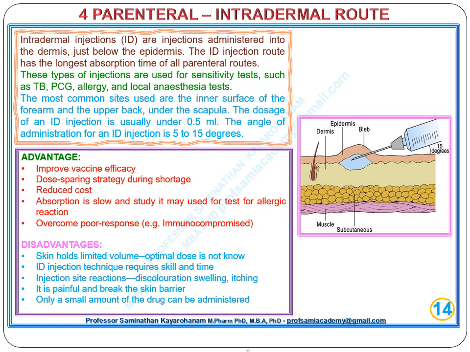The most common sites used are the inner surface of the forearm and the upper back, under the scapula. The dosage of an intradermal injection is usually under 0.5 ml. The angle of administration for intradermal injections is 5 to 15 degrees.